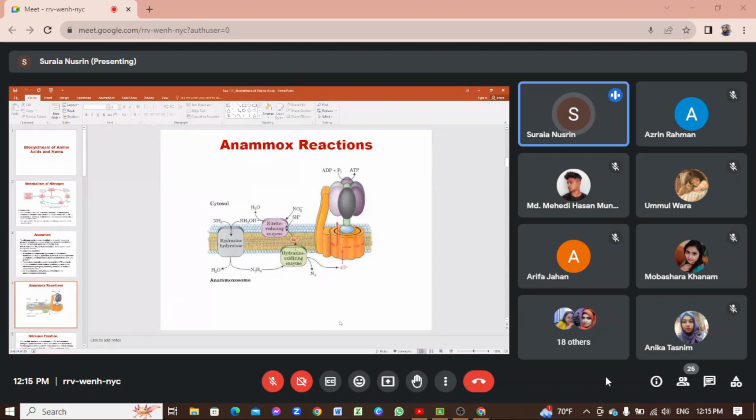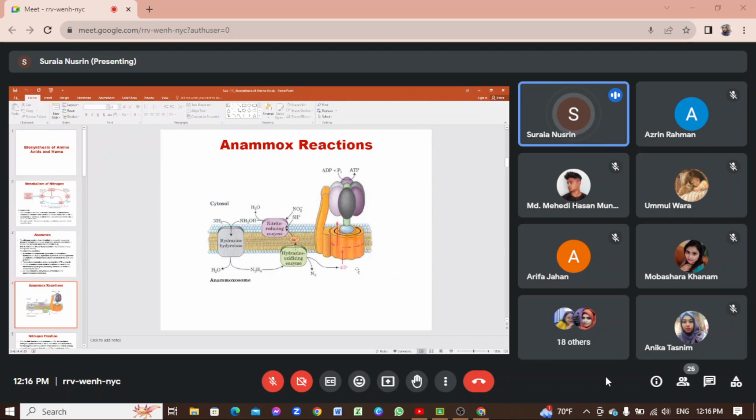So nitrogen is released, but at the same time protons are produced. Those protons are transported to the cytosol of this group of bacteria by a proton pump. And again, like we have seen in the case of mitochondria, the proton pump is associated with ATP synthesis. When the proton is transported into the cytosol, the ATP synthase then synthesizes ATP from ADP and inorganic phosphate.